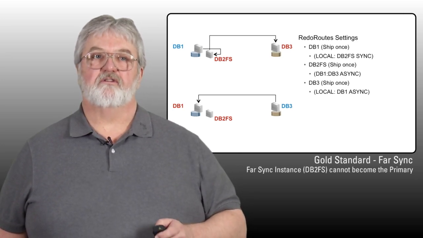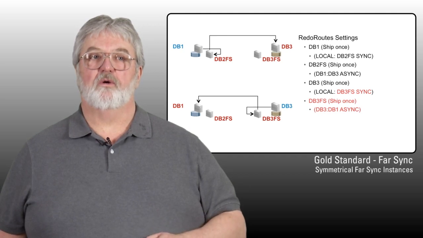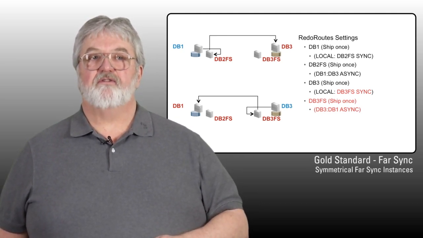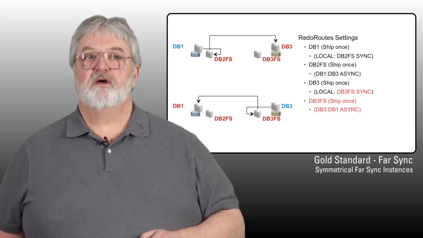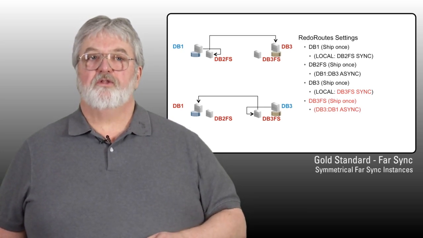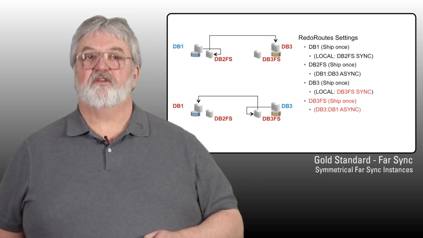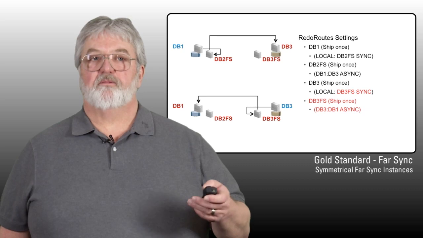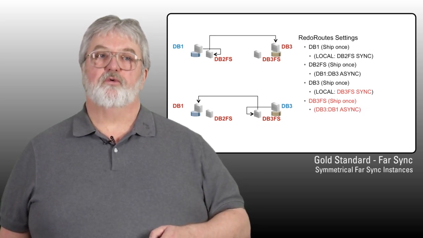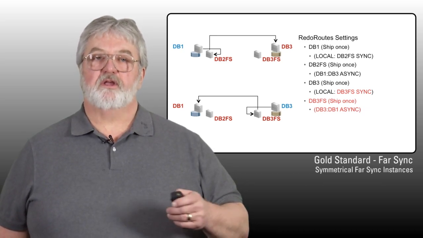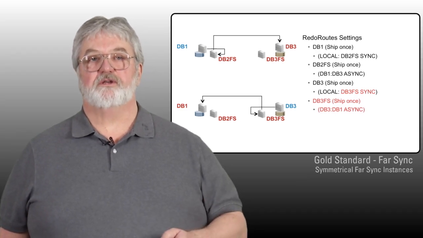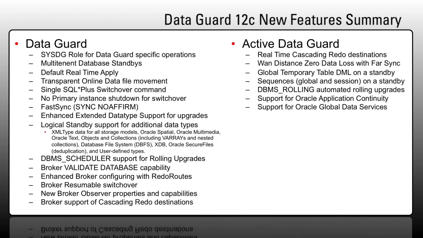And obviously you can have other local FARSync instances and add the appropriate configuration to your redo routes for those FARSync instances. So we look here and say, okay, let's have DB3 FARSync. Now I'm going to just modify DB3 to say, okay, you ship once when you're the primary to DB3FS in synchronous mode. And DB3 is the one that says, I will ship to DB1 in asynchronous mode when DB3 is the primary. So again, you have complete control over who does what and when they do it and who they ship the redo to.